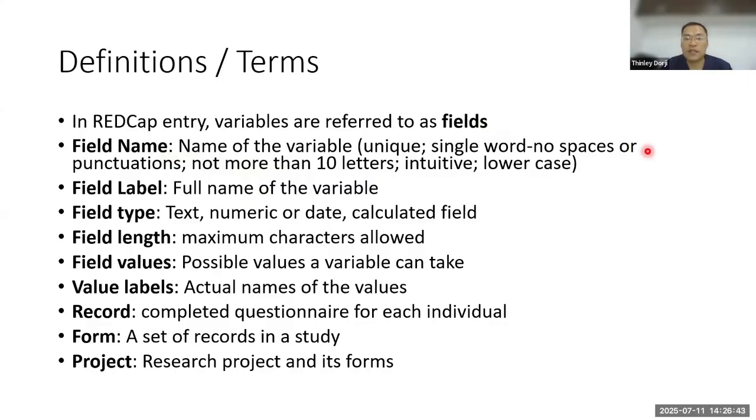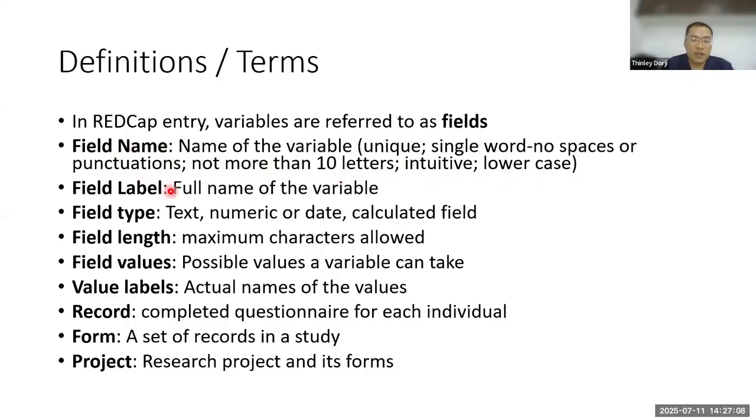That would mean that each field should have a very unique short name. It is better to use a single word, with no spaces or punctuation. However, if you are using spaces, REDCap would automatically put an underscore. Better to have shorter field names, because the longer the field names, the more chances that you are going to make mistakes. It has to be all in lowercase.